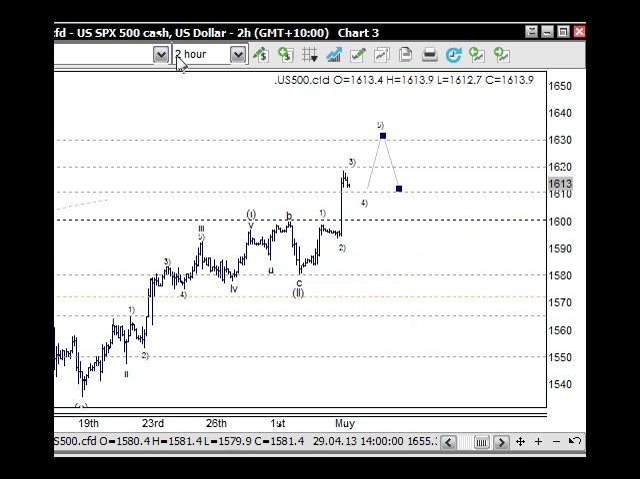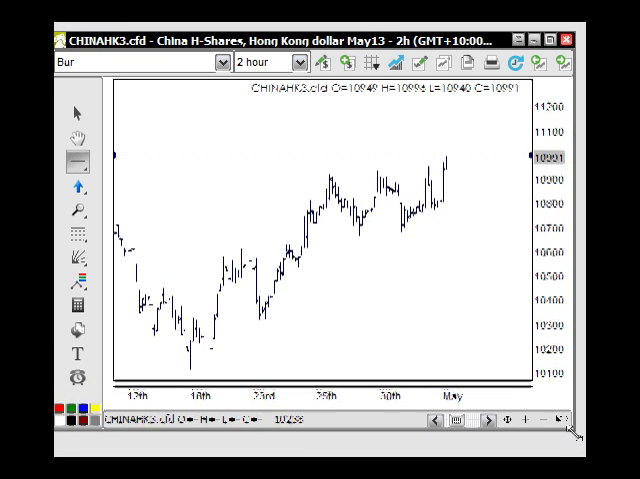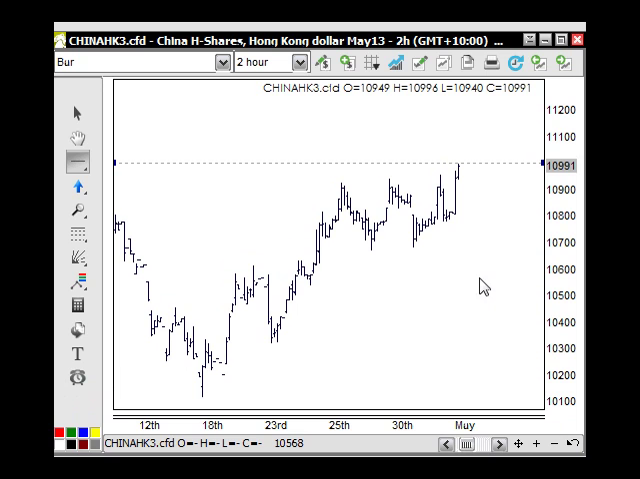Alrighty. Also, the China's coming back online here. This is the China CFD here. This is the one in Hong Kong dollars, and it's by GFT. And it's back on track and it's pushing higher.